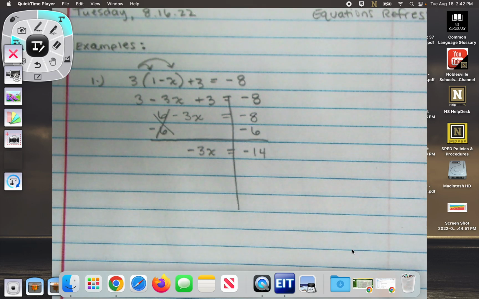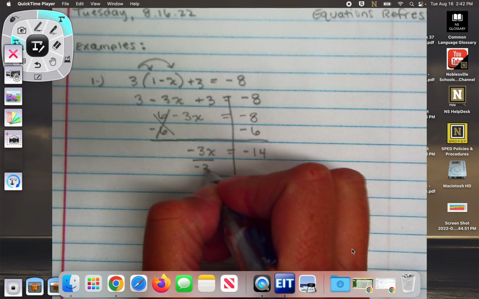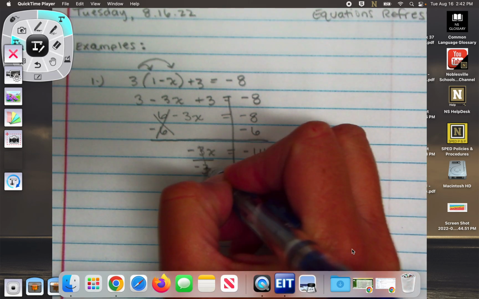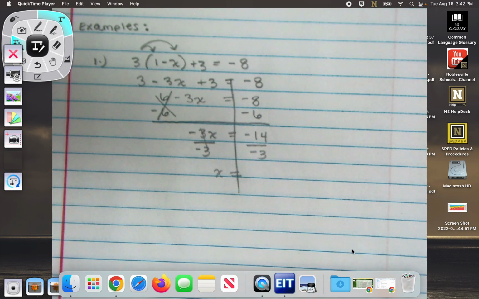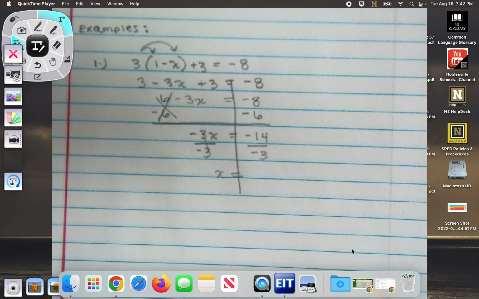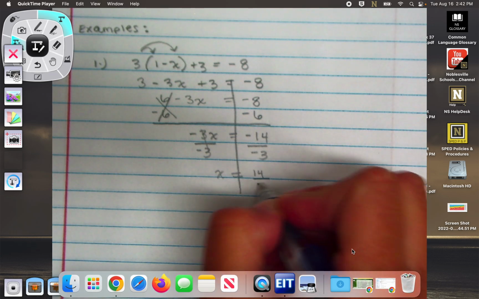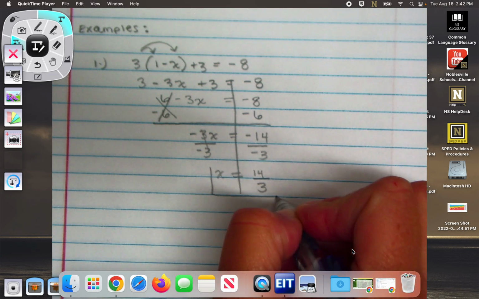Now what do I do, Jack? Divide by negative 3. So I'm left with x equals what? 4.66. Ooh, you guys are killing me. Who said 14 over 3? I did. Thank you. 14 over 3. Remember, we're going to try to stay away from those decimals.